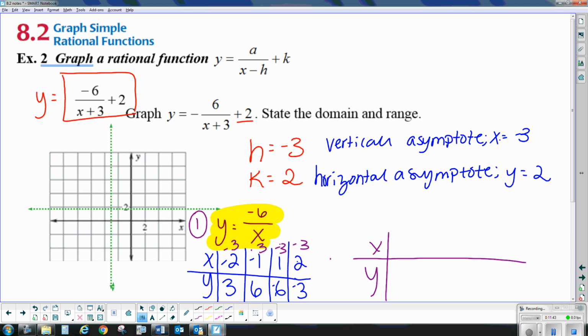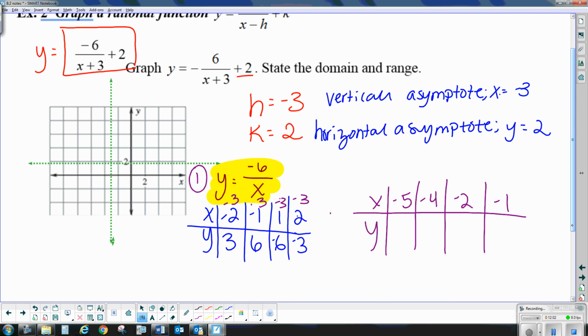Because I'm moving it 3 units to the left, my new x values are negative 5, negative 4, negative 2, and negative 1. And I don't have to plug them back into my equation because I'm just shifting horizontally.